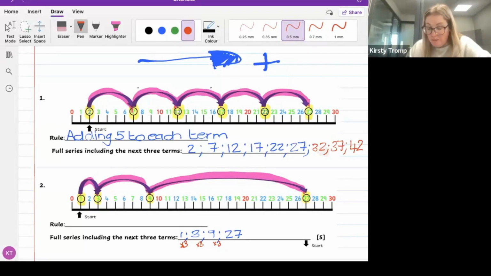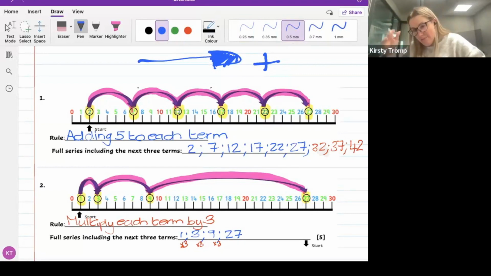So what's my rule going to be? I'm going to multiply each term by 3. All right. I need to get my next 3 terms now. So I might need to go and do some long maths on the side, some mental math sums, but let's see how I go in the meantime.